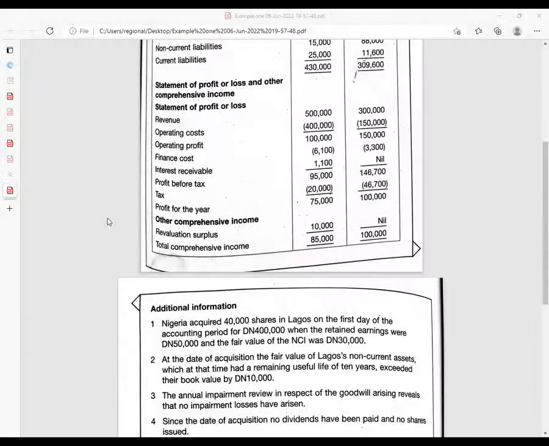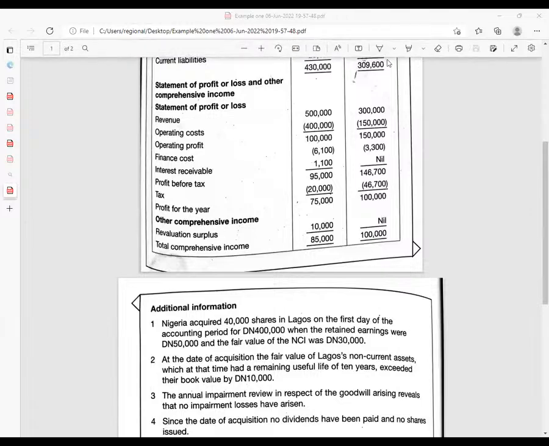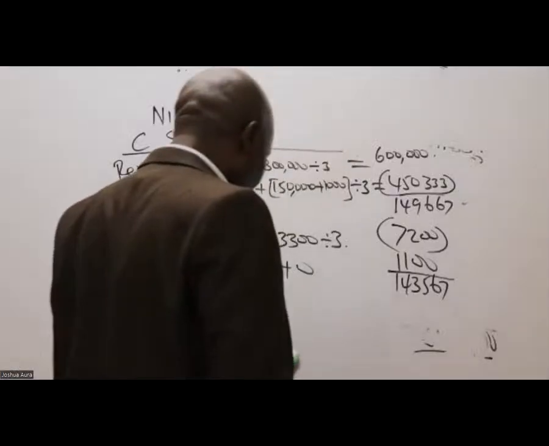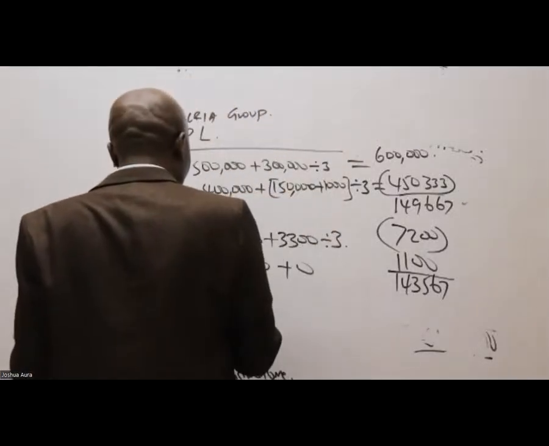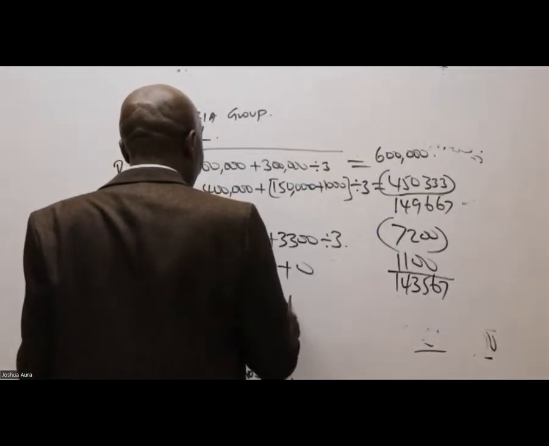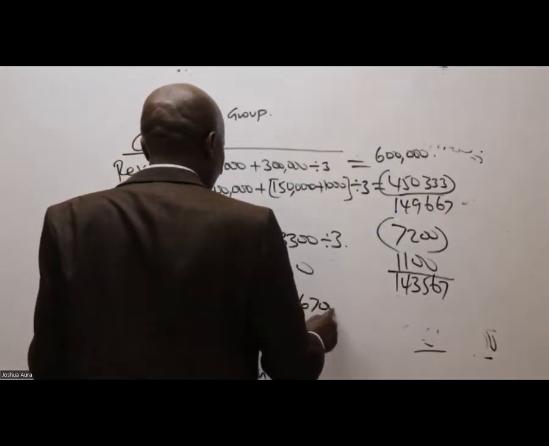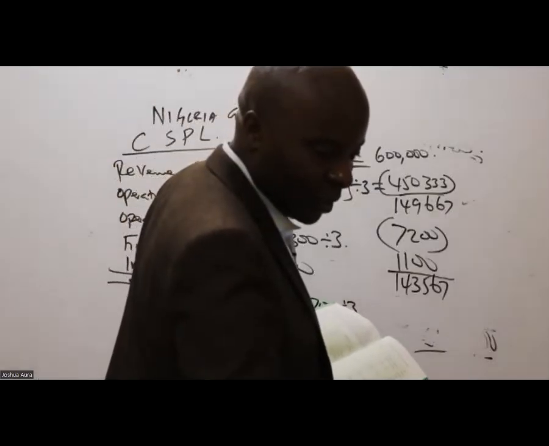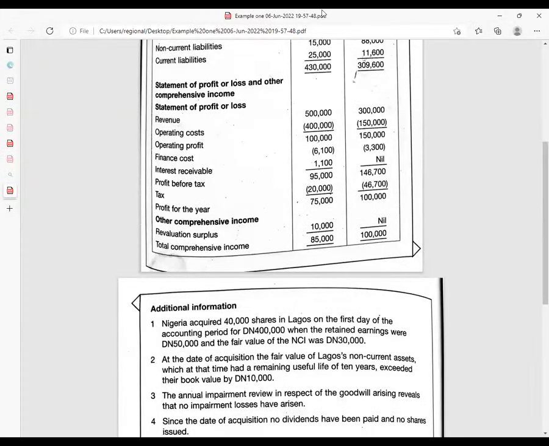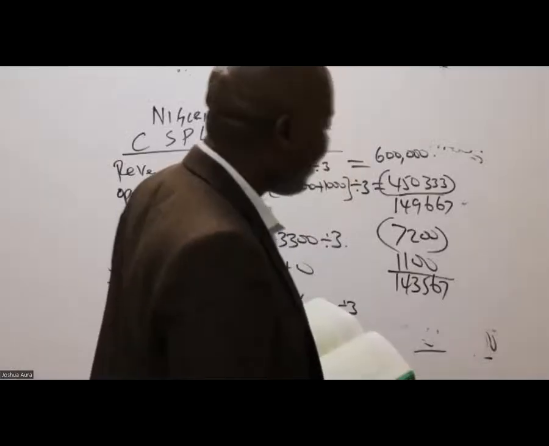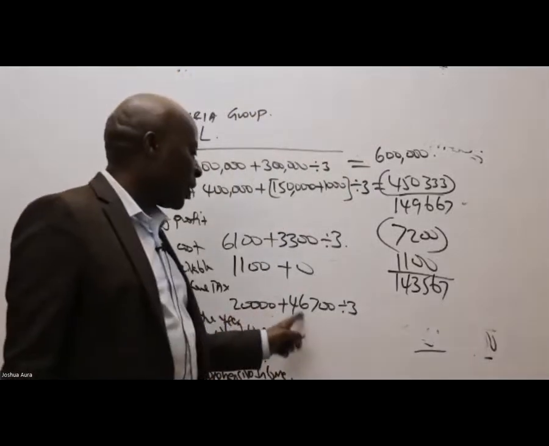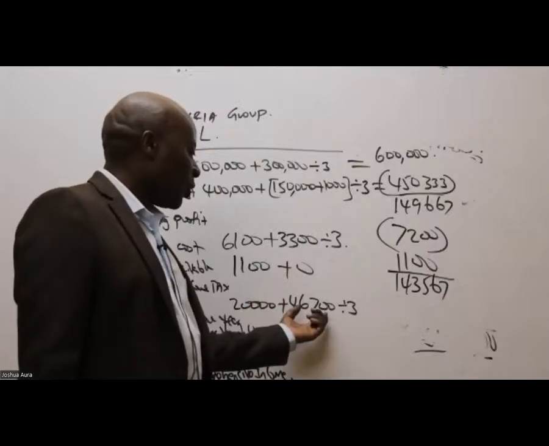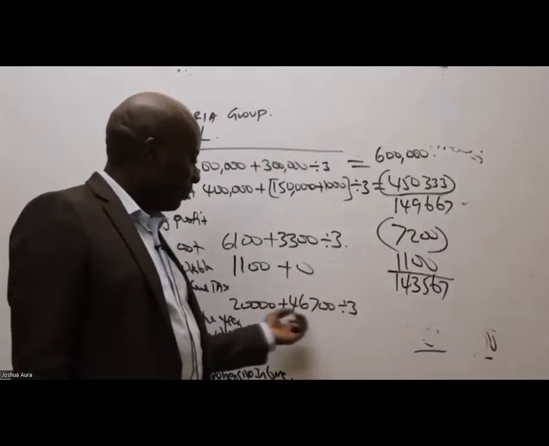The tax that I'm able to see here is 20,000 plus 46,700 divided by 3. Please remember, don't say 20,000 plus 46,700 equals. No, it is only this number, 46,700, which is being divided by 3, plus 20,000.